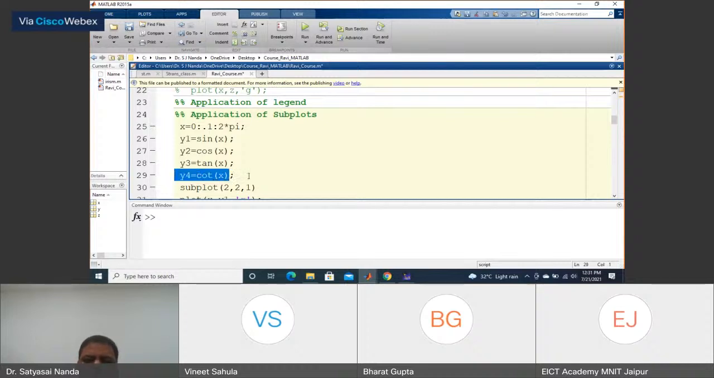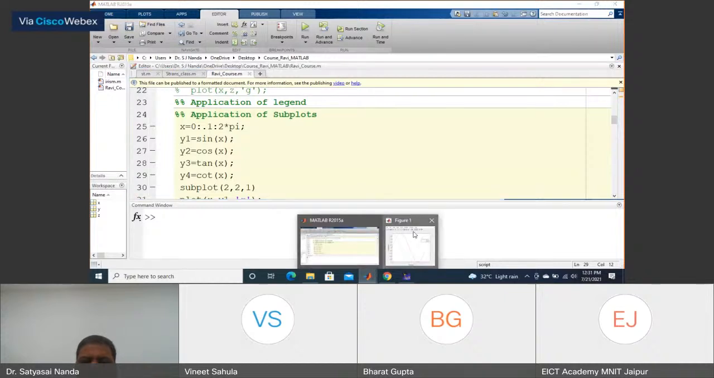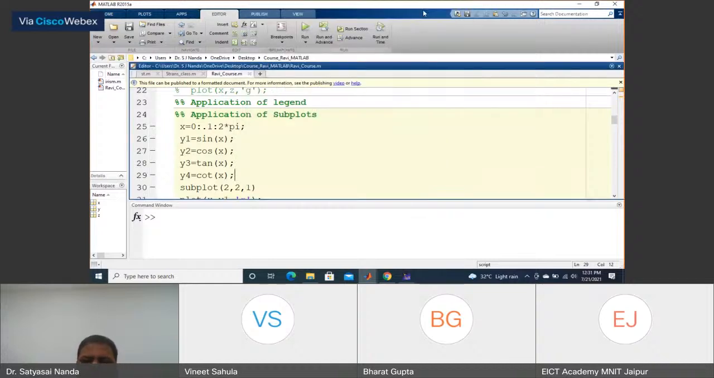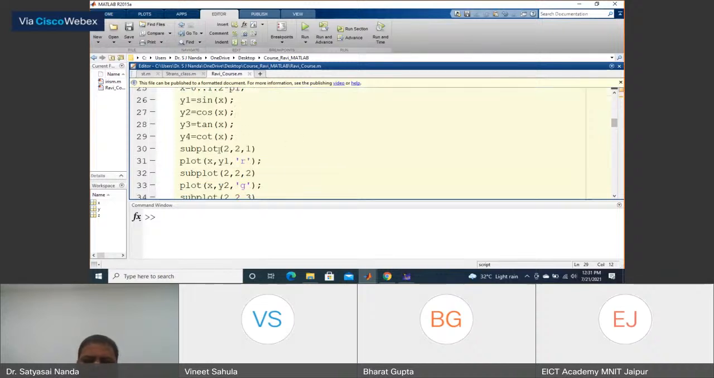For this, what I am doing is this particular figure window, I want to divide it into 2 by 2. Instead of one figure over here, I will obtain four figures simultaneously, four partitions. So I am making it subplot 2 by 2, 1, and inside that I am putting the first one, the sinusoidal signal with red color.